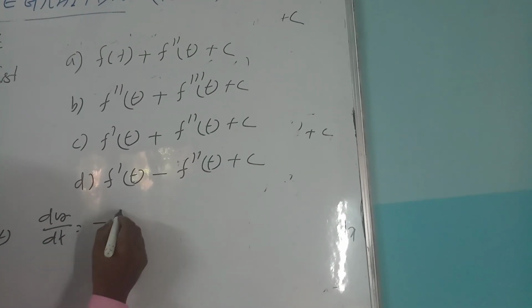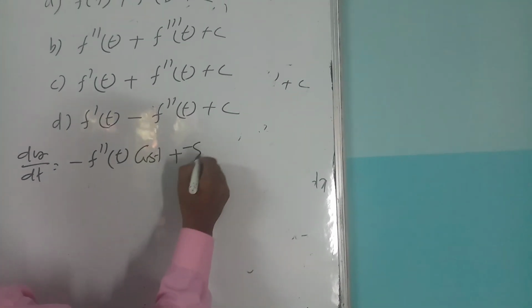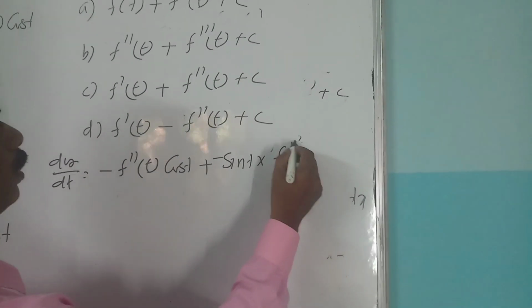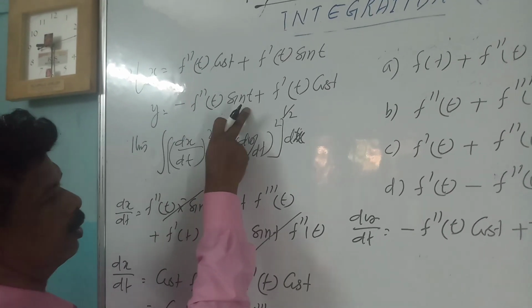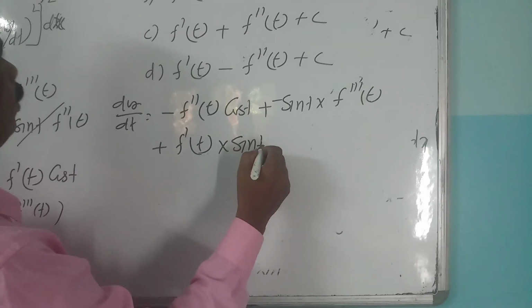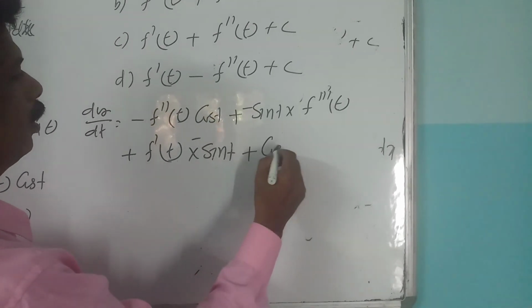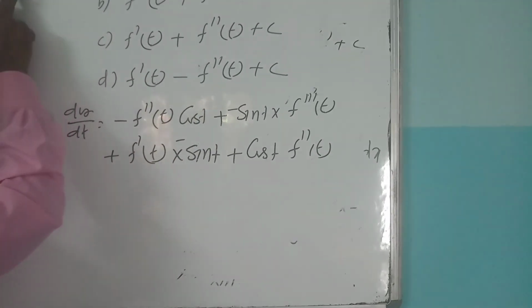dy by dt equal to, here also we have the double product rule. First function minus f dash t, f2 dash t into the derivative of sin t, that is cos t, plus second function minus sin t into the derivative of f2 dash t, that is f3 dash t. Plus first function f dash t into the derivative of cos t, minus sin t, and again plus cos t into the derivative of f dash t, f2 dash t.